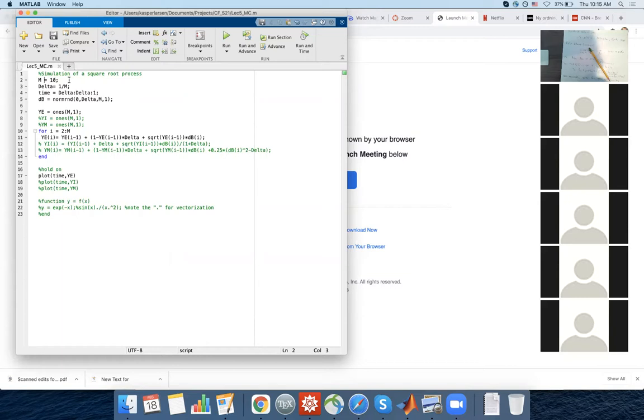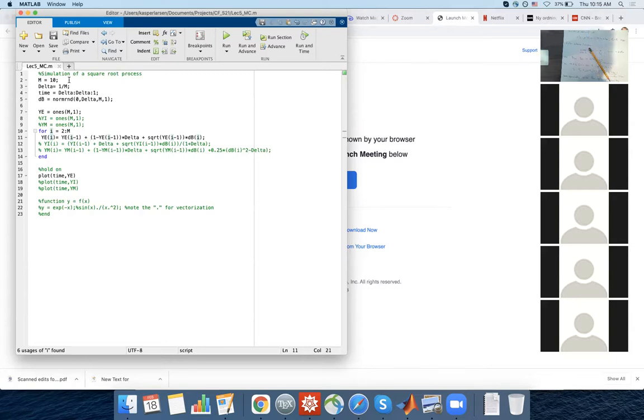I have 10 time steps, so I broke that interval from 0 to 1 into m steps. I start my process out at 1. The y with e is for Euler here. That e I have right here is for Euler. So I start the process out at 1, and then I'm looking at the Euler scheme.